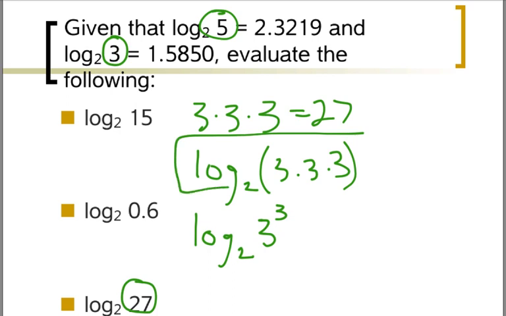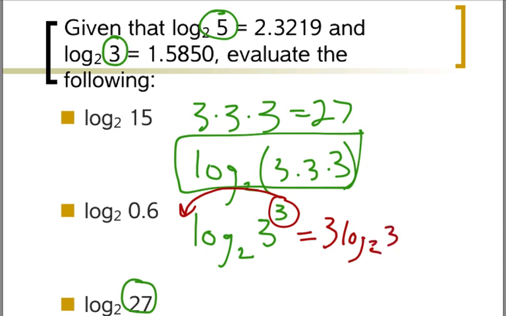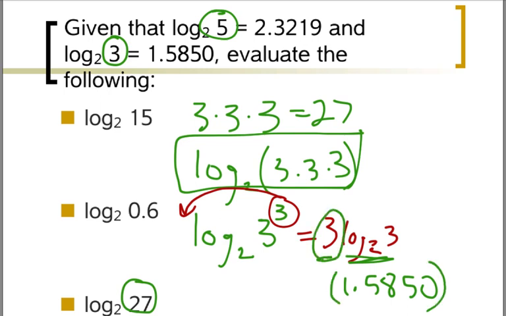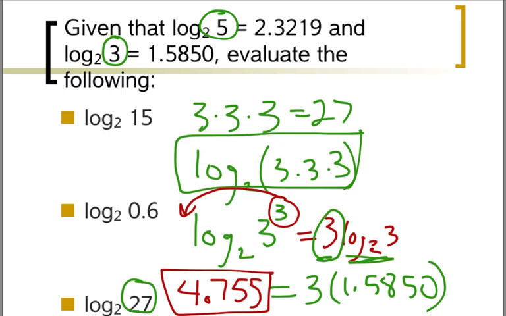So I can rewrite it this way, or I can just do it this way, which is a little bit easier, and put the 3 out in front. So now I can make it 3 log base 2 of 3, which makes it really nice because I know what log base 2 of 3 is. It's just 1.5850. And this is saying all I have to do is times that by 3. So now I just get to take out my calculator and multiply. And that should give you 4.755.